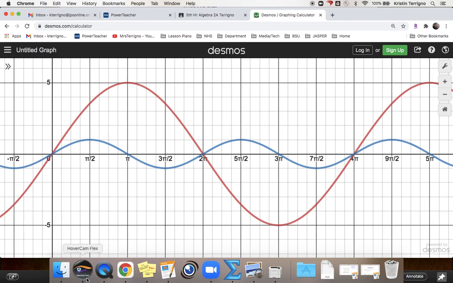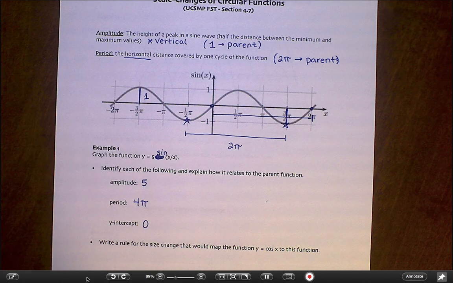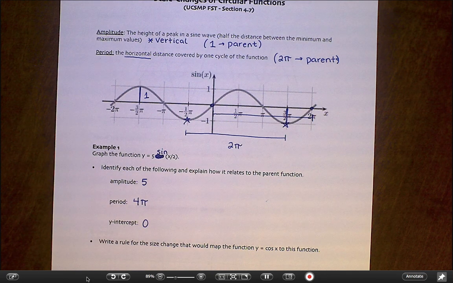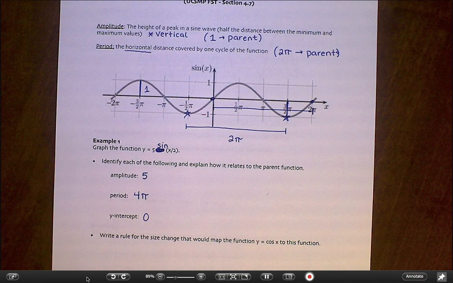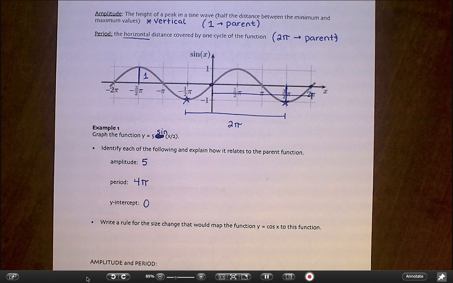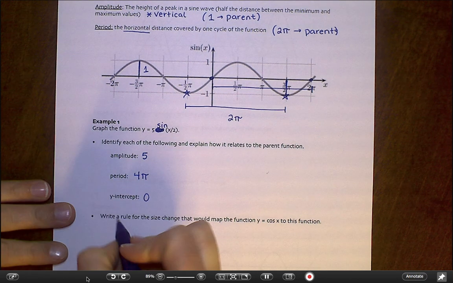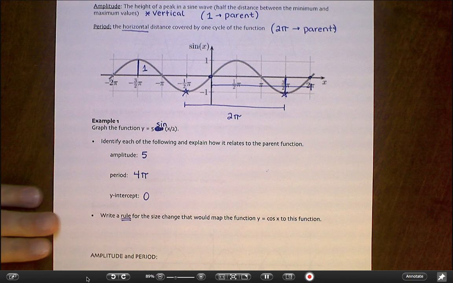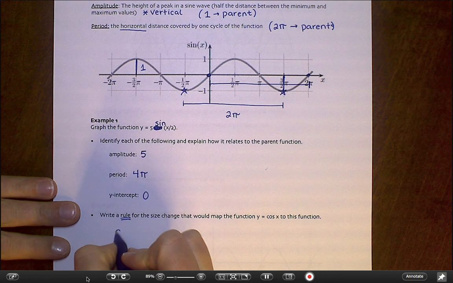Okay, so now let's look back at our notes here. Those are the things I wrote down based on our discussion just a minute ago. Amplitude is now 5. Excuse me. Period is 4 pi. Y-intercept is still at 0. So I want us to think back to chapter 3 when we were writing our rules for these things, writing our rules for scale changes. Remember, rules look something like this.